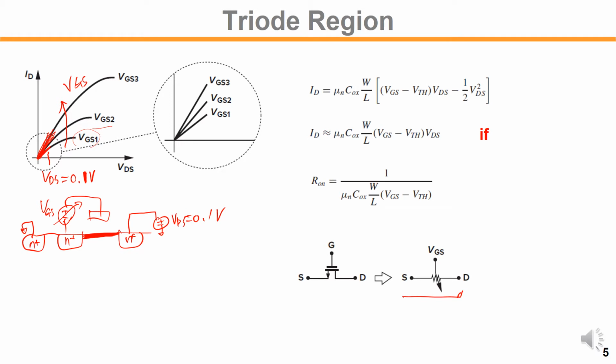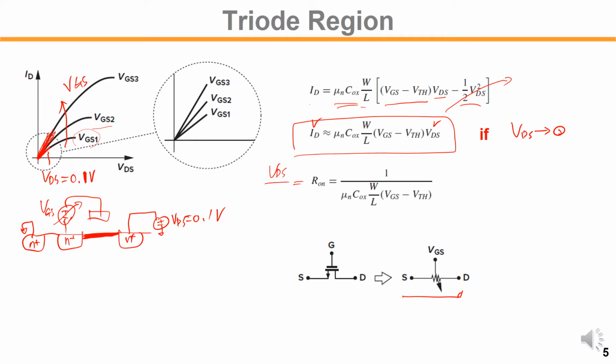This region is called the triode region. So we can write down the equation for triode operation: ID equals mu n COX W over L times (VGS minus VTH) times VDS minus half VDS squared. We'll not spend our time deriving this; it is already covered in the undergraduate course. If VDS approaches near zero, we can drop the square term, and it is simplified like this.